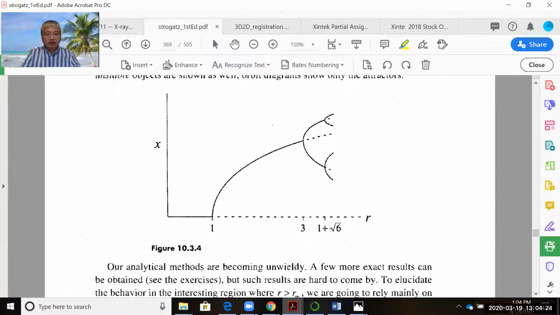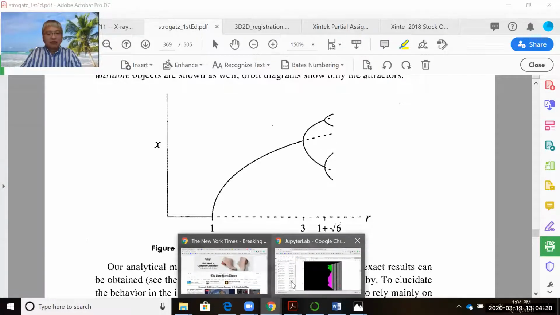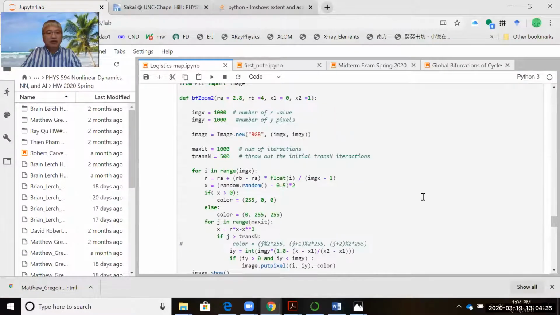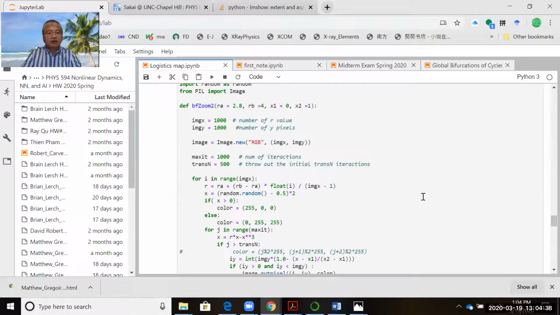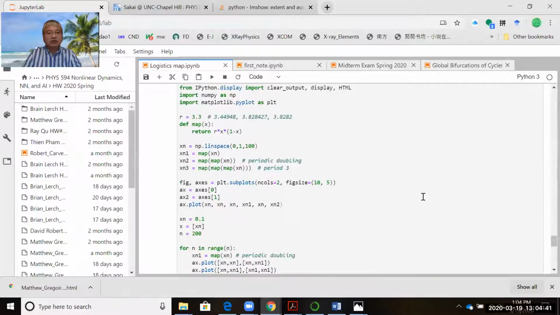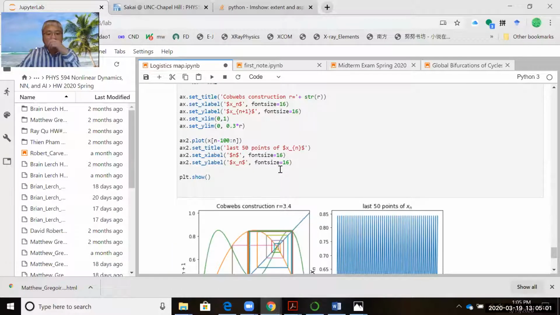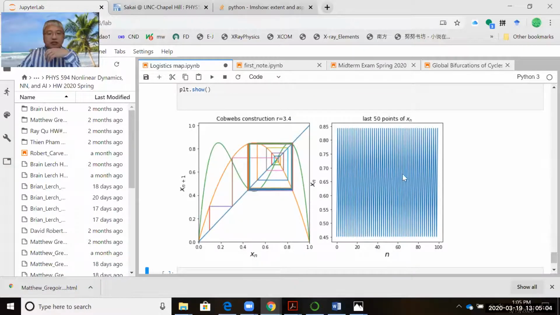Let's look at my notebook. Same thing, it's this point. And 1 plus square root of 6 is this number, 3.44948. So you can see, as we approach that number, let me plot this again. This is 3.4. You can see you still have nice periodic behavior.